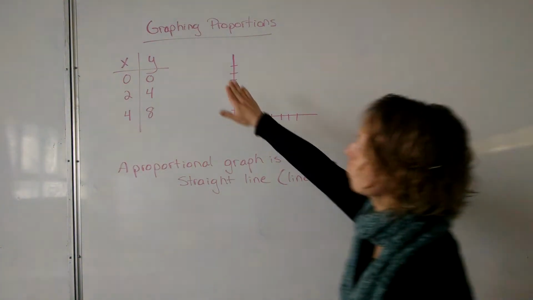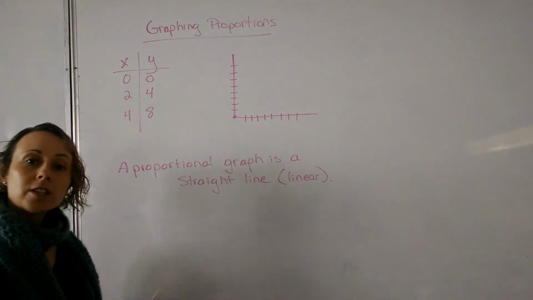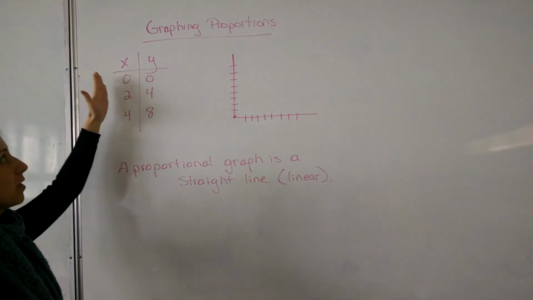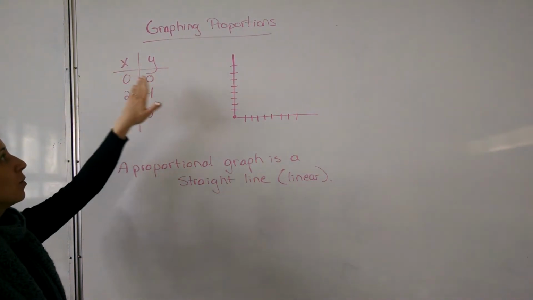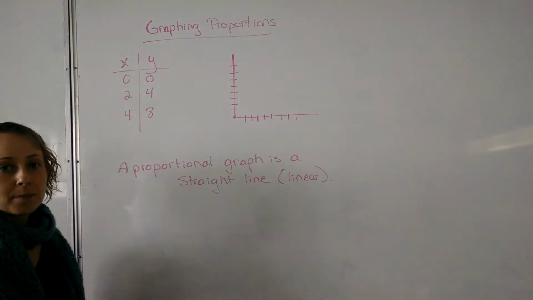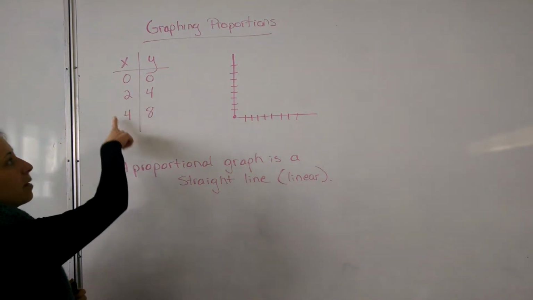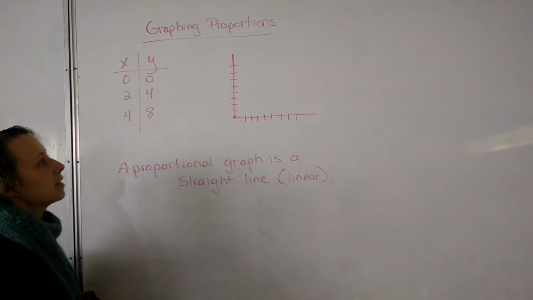Today we're talking about graphing proportions. So far we've had ratios and proportions, and we've shown how you can write them as a table. Here's our first thing, here's our second thing. 0 goes with 0, 2 with 4, and 4 with 8. We've learned how to find the unit rate by dividing the second thing by the first: 8 divided by 4, 4 divided by 2, and 0 divided by 0.